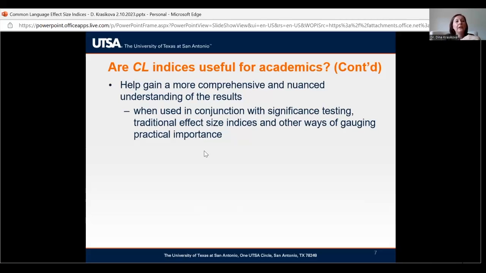Also, if we include CL indices in our toolboxes, it will help us gain a more comprehensive and at times more nuanced understanding of our research results. CL indices are not designed to replace the existing indices. Instead, they have to be used in conjunction with significance testing, with traditional effect size indices, and other ways of assessing the practical importance of our results. If we use all of these tools together, we'll be able to get a more comprehensive understanding of what our results mean in terms of statistical significance and practical significance.